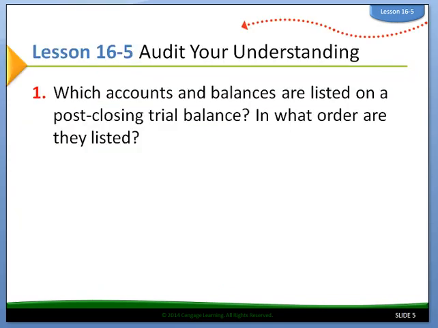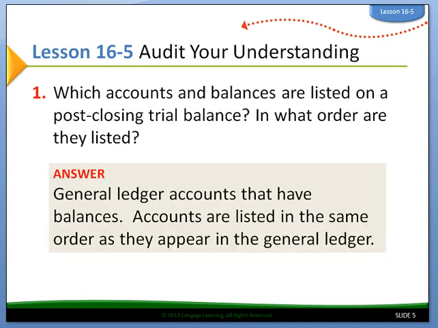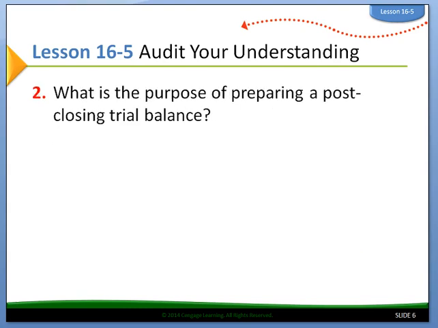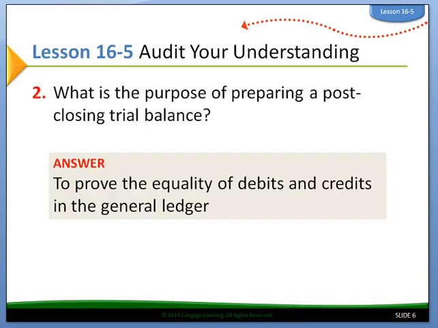Which accounts and balances are listed on a post-closing trial balance, and in what order are they listed? General ledger accounts that have balances. Accounts are listed in the same order as they appear in the general ledger. What is the purpose of preparing a post-closing trial balance? To prove the equality of debits and credits in the general ledger, to see that everything balances at the end.